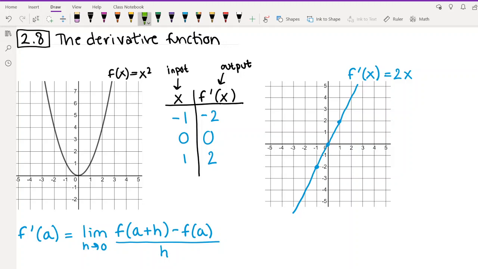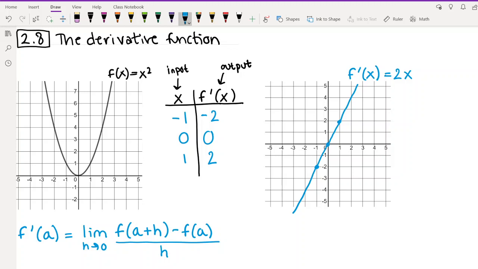But again, just to remind you one more time, this graph in blue works so that every x coordinate corresponds to an x coordinate on the original function. They're the same x values. But the heights, the y values on the derivative function, tell you the slopes of the tangent lines on your original function.